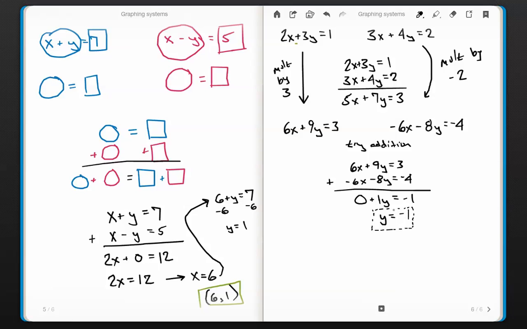Now that I know y, a y that's going to make both Matt and Patrick happy, I can take this equation: 2x plus 3 times negative 1.